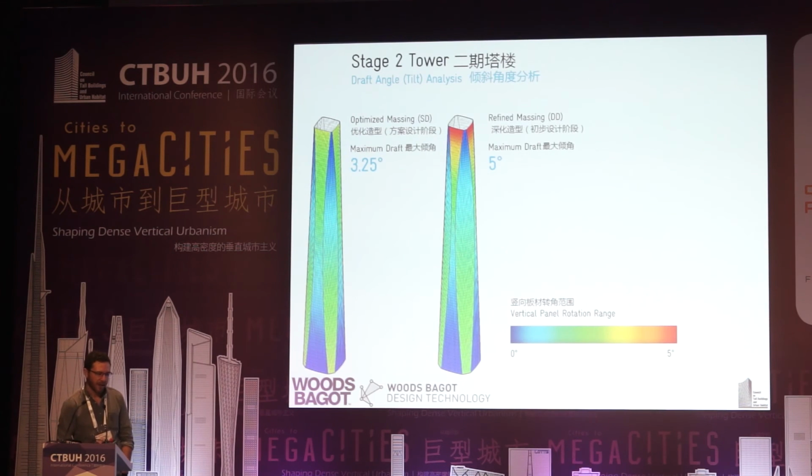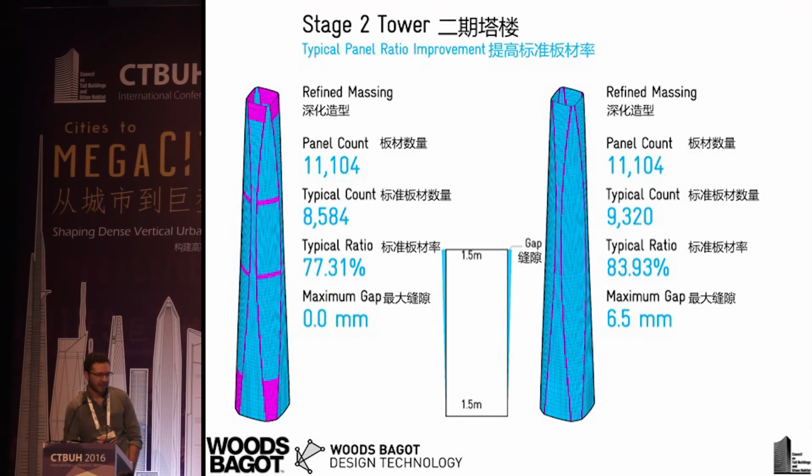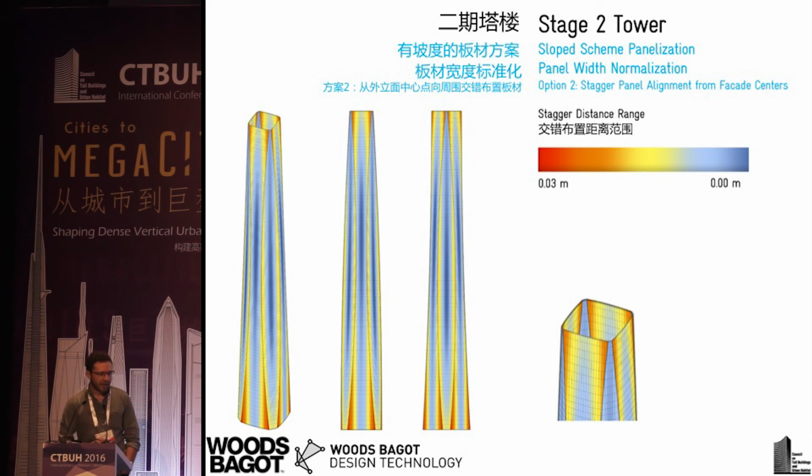And to some, these might be minute differences, but you see a little bit more tapering there. In the center, there's a higher maximum draft angle. It actually makes for a much more elegant form. So this is what we have here. Again, we're losing a little bit of efficiency, but it's really no big deal in the grand scheme of things. And in fact, just by introducing a gap, and this is where we start to work with the facade consultants, we can actually get back to that original efficiency of typical panels.